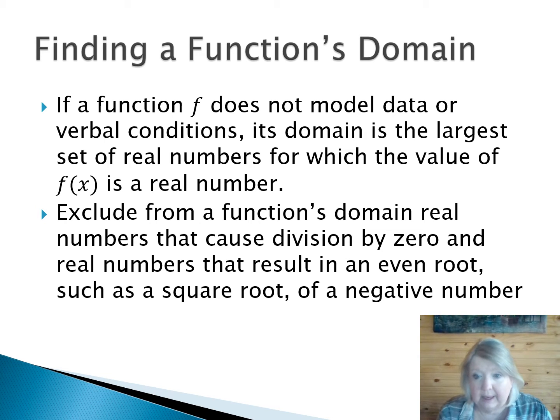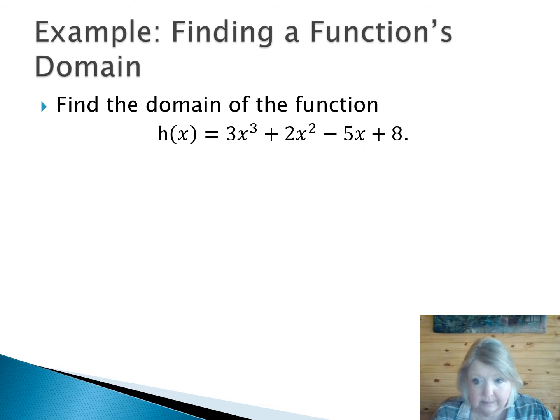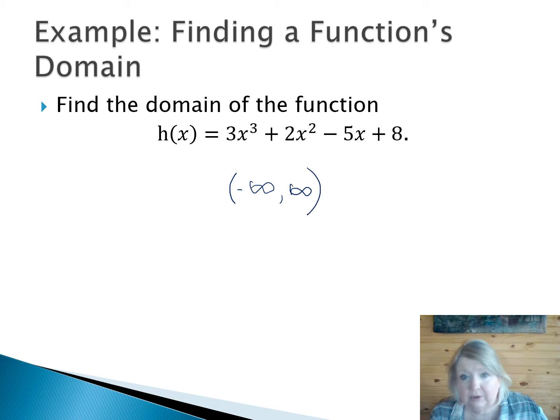So let's take a look at what that means through a practical example. Find the domain of function h. Function h is a polynomial function. There is no way for me to end up dividing by 0. There is no way that I'm going to be taking a square root or a fourth root of any number up there. None of that's up there. No matter what I do here, I am going to end up with a real number. So my domain here is the set of all real numbers, which is the interval from negative infinity to positive infinity.